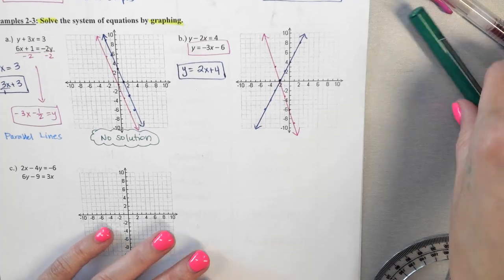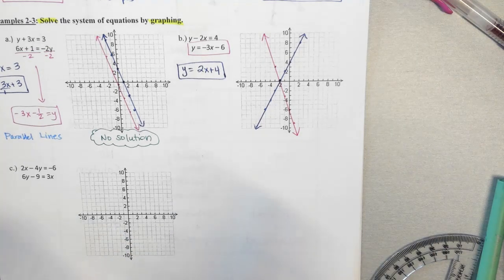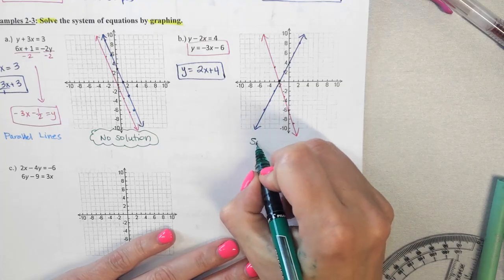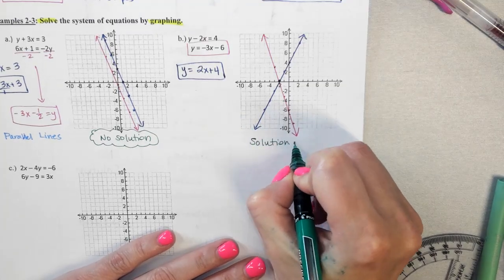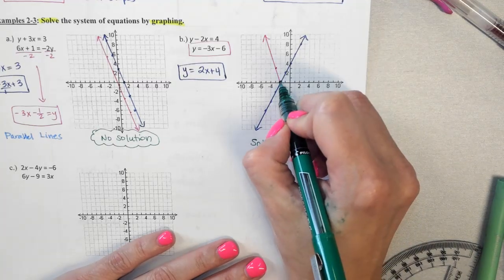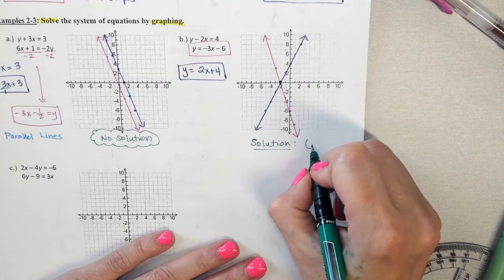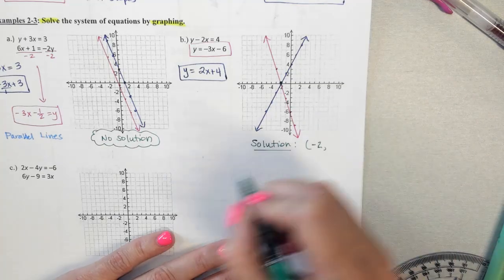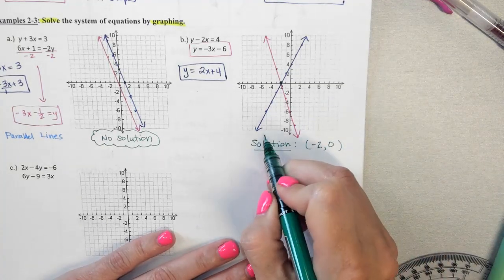Okay, so for this one, there's one solution because they do meet, and you have to say what that is. So you have to give your x and y coordinate. Okay, so this is your point. On the x, it's over negative 2. On the y, it's at 0.